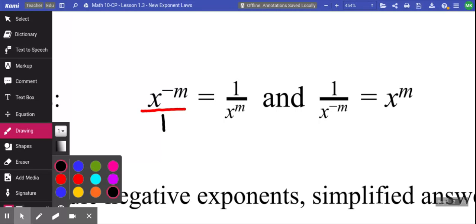This one, they go the other way around. Negative exponents on the bottom, move it to the top, make it a positive exponent. And there is an invisible divide by 1 there. Right? We just don't typically write divide by 1.